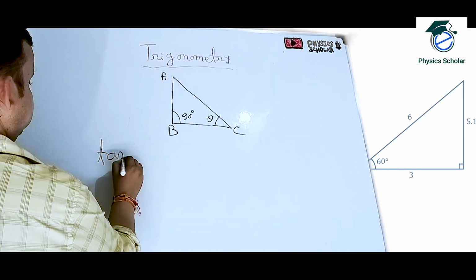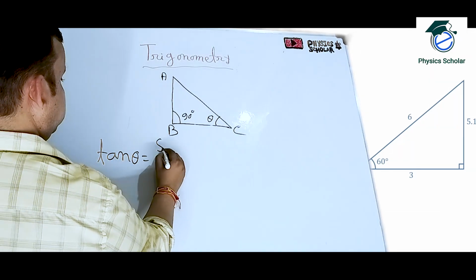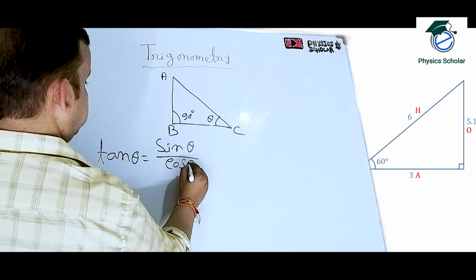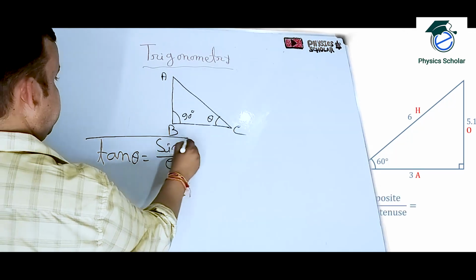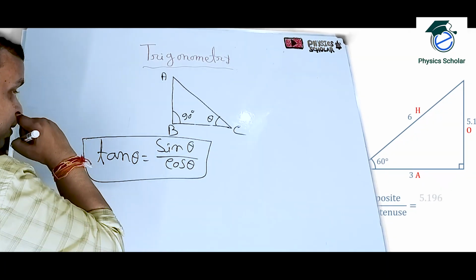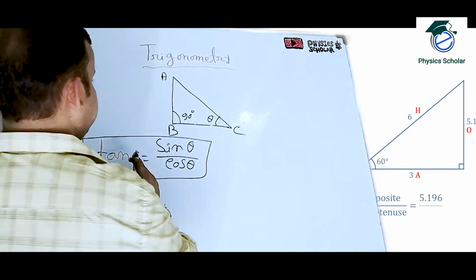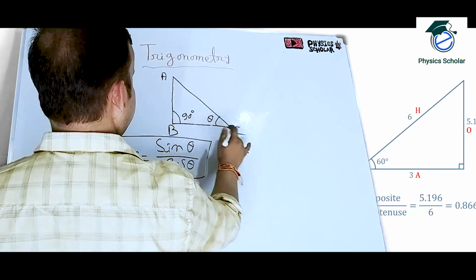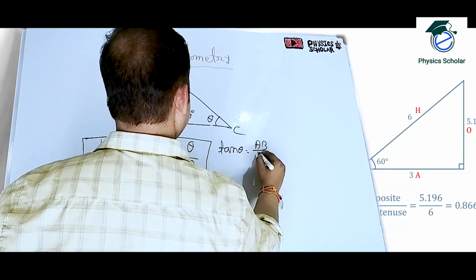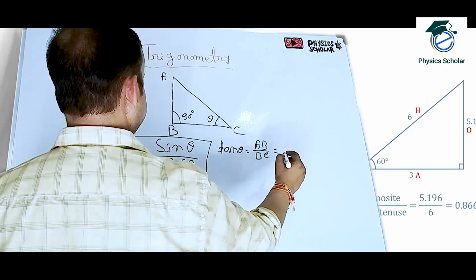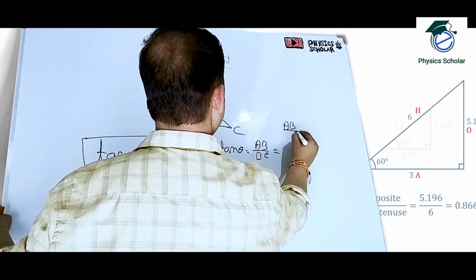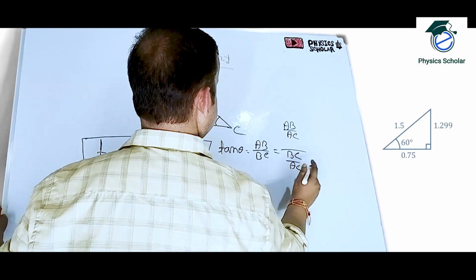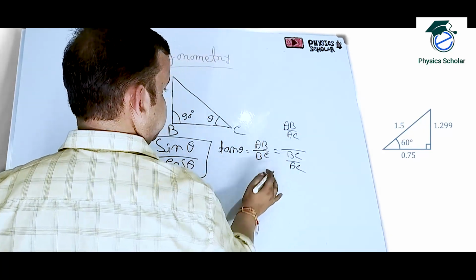Tan theta is equal to sin theta by cos theta. How is it coming? Very easy. Tan theta is equal to perpendicular by base, so AB by BC. We can write AB by AC divided by BC by AC. So AC will cancel, and AB by BC will be there.